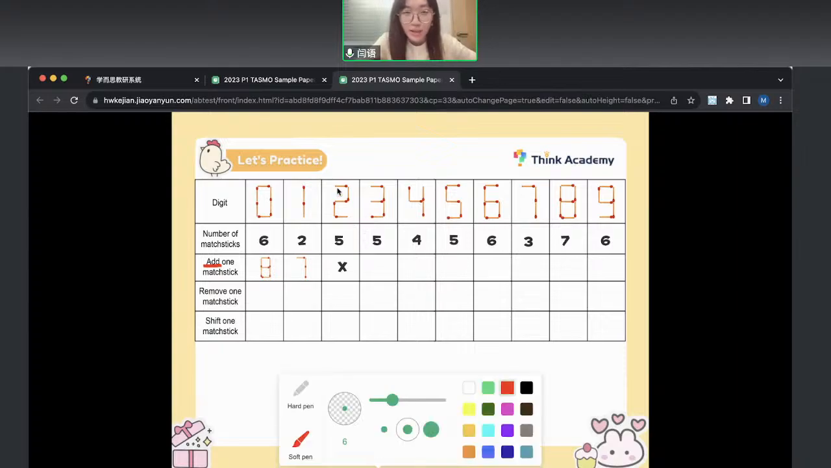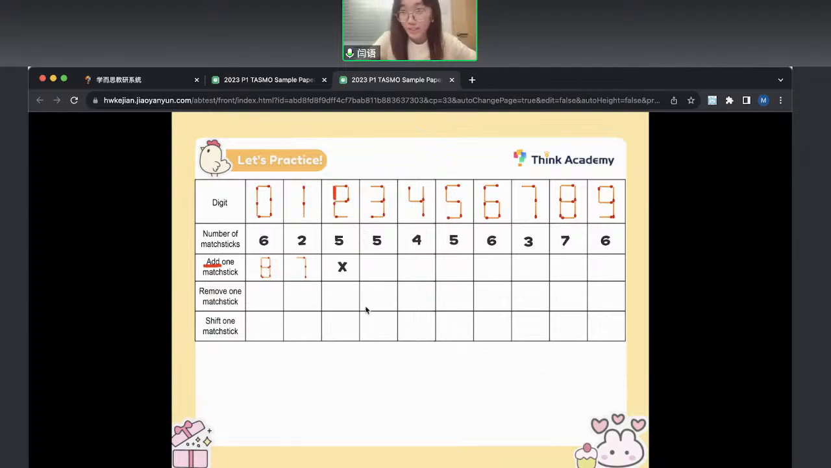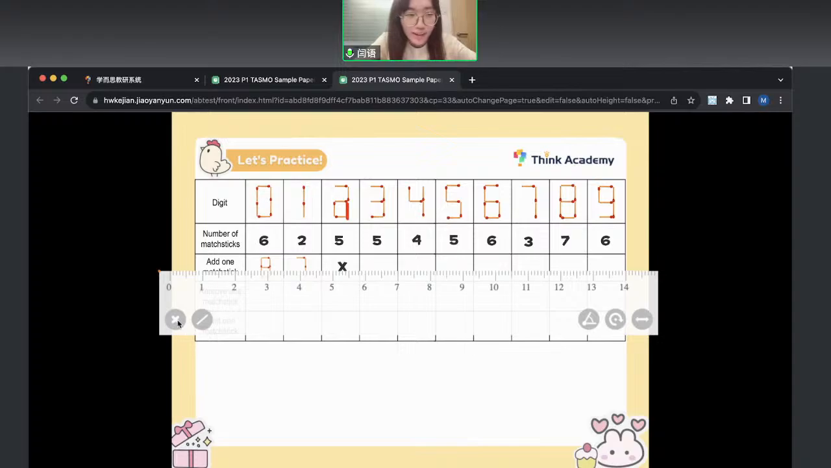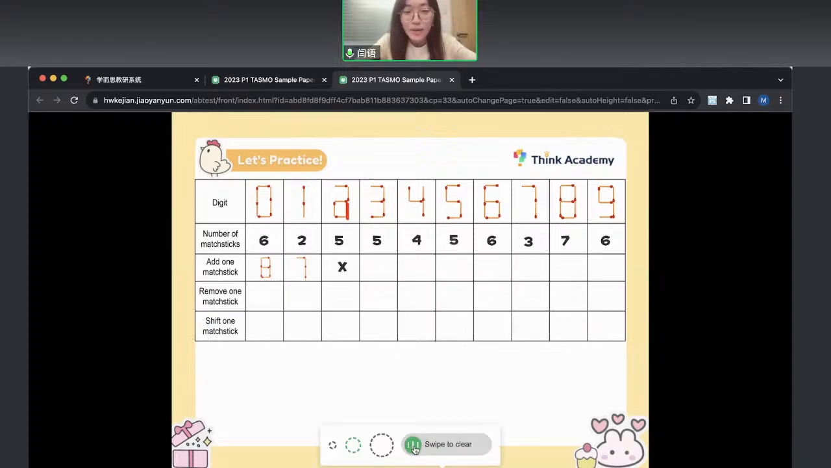Because for example, if I add 1 here, what's this, right? Cannot. And also look, where can we add? Maybe I add it here. Which number is it? No, right? So nothing. Good job, nothing. Okay, and the next one. Oh, sorry. Okay, so next one, what about number 3? For digit 3, if I want to add 1 more matchstick, which digit can we get? Which one?